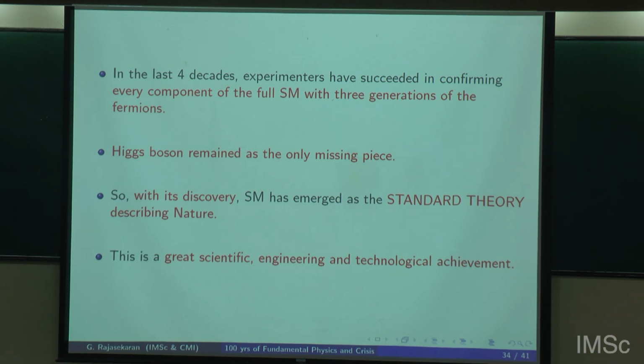In the last 4 decades, experimenters have succeeded in confirming every part of the full standard model with 3 generations of the fermions. Higgs boson remained as the only missing piece. So with its discovery, the standard model has emerged as the standard theory describing nature. It's a great scientific, engineering and technological achievement.